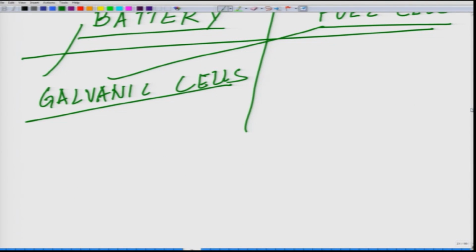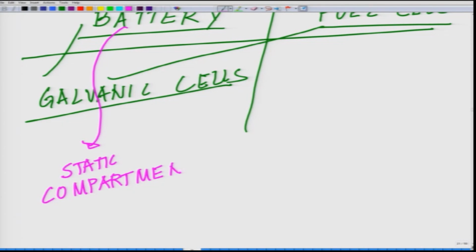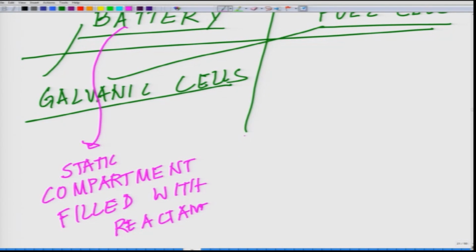So, when you talk about a battery, that is the situation when we talk about a static compartment filled with reactants. On the contrary, if we talk about a fuel cell, in case of fuel cell, the fresh reactant flow past the electrode.